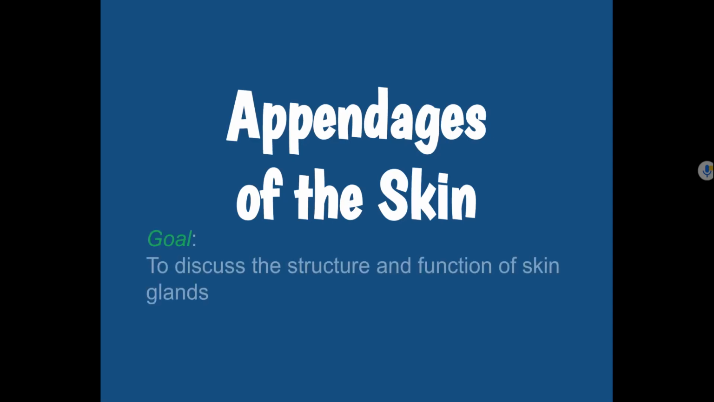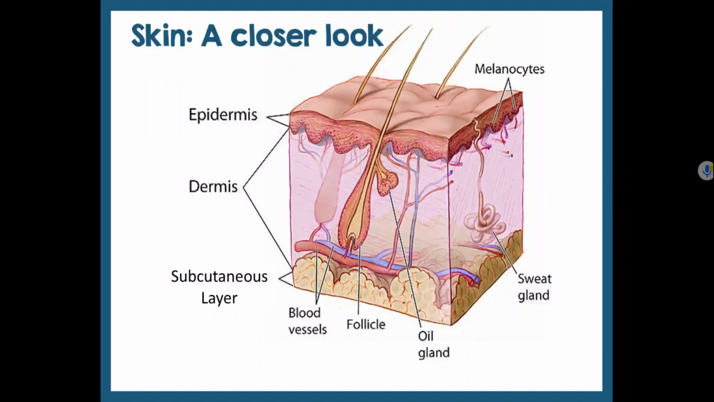Today we're going to talk about appendages of the skin. The goal of this video is to discuss the structure and function of skin glands. At this point, you know the three main layers of the skin: the epidermis on top, the dermis in the middle, and the hypodermis or subcutaneous layer at the bottom.